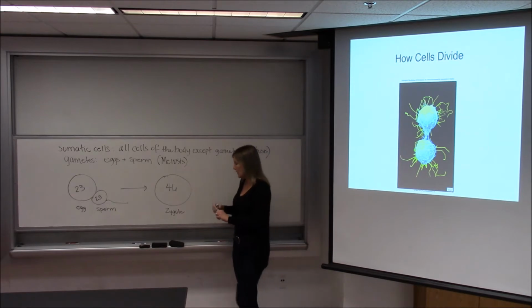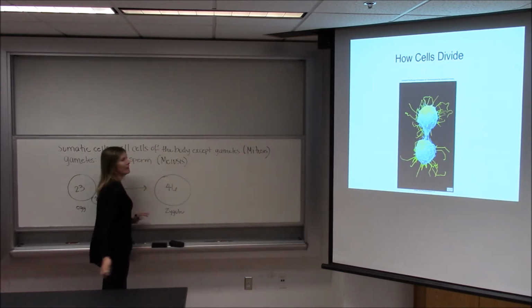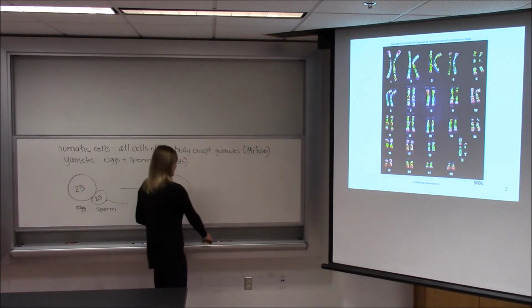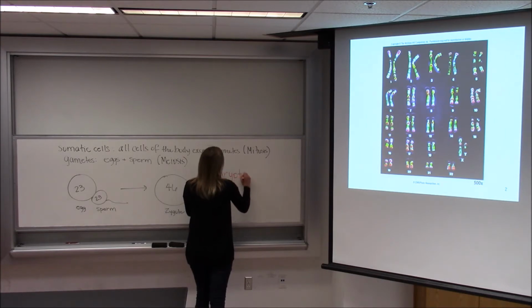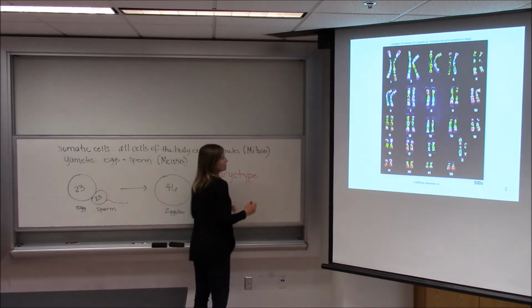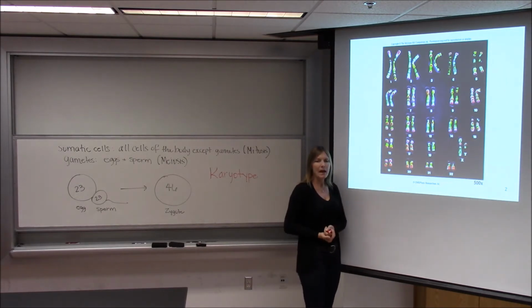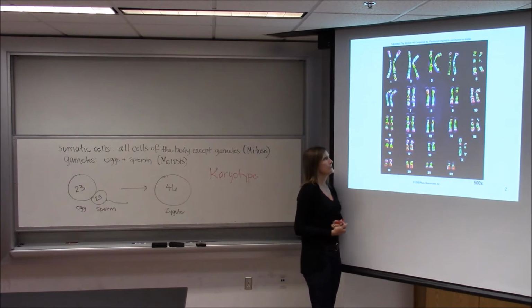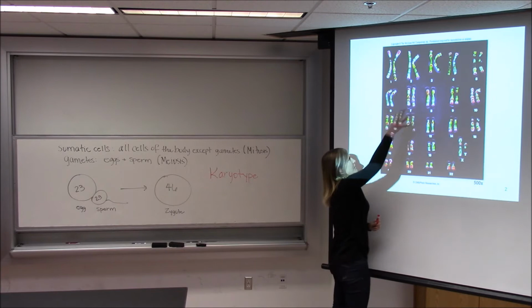I want to show you a picture of the 46 chromosomes in a human cell. This picture is called a karyotype. A karyotype is really just an array of your chromosomes. It's a picture of the chromosomes from one individual. So you have 23 pairs of chromosomes, or 46 total. So you have 2 number 1s, 2 number 2s, 2 number 3s, and so on.